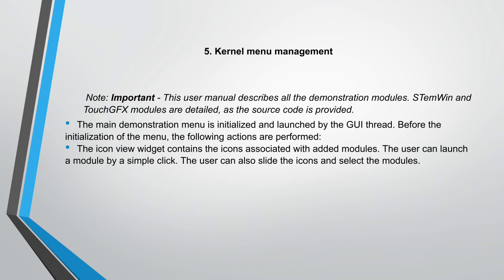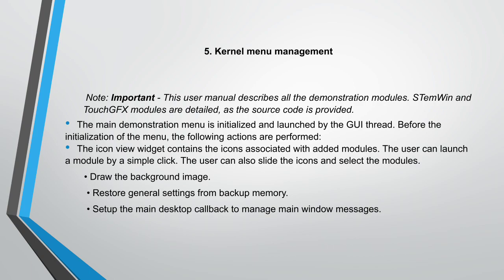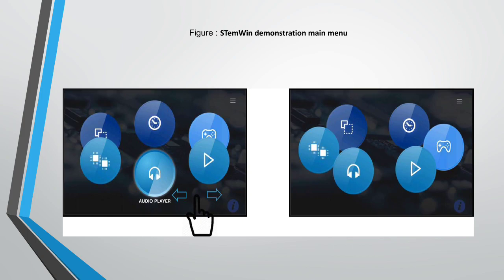The user can also slide the icons and select the modules, draw the background image, restore general settings from backup memory, and set up the main desktop callback to manage main windows management. And here is the demonstration. See in this figure you can see an audio player, and this is where you can click, where the hand symbol is. This is how the STemWin demonstration main menu would appear, or we can customize it.